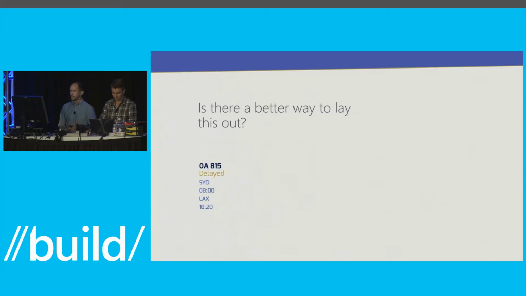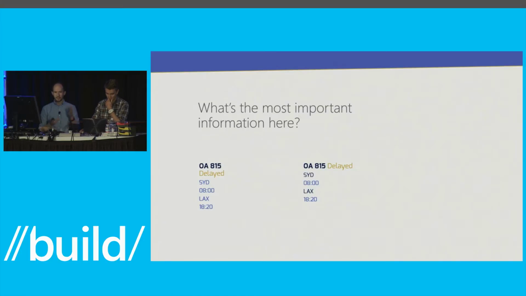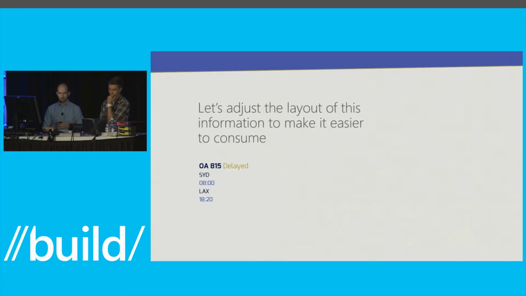So let's think about what the most important information is here. It's probably going to be the flight number and its current status. So maybe let's play with how we lay that out. The first thing I'm going to do is pop that delayed status up next to the flight number. And that helps to use a little less space. I've also started to color code the airport codes in a different color to the times, which means that as I'm scanning down this list, if you compare the left with the right there, I can much more easily pick out the departure and arrival airports from the rest of the content in the list item. So let's just adjust the layout a little bit more to make it easier to consume.